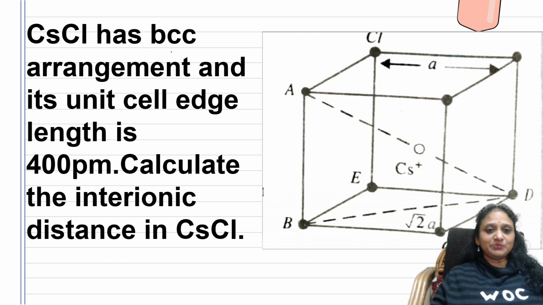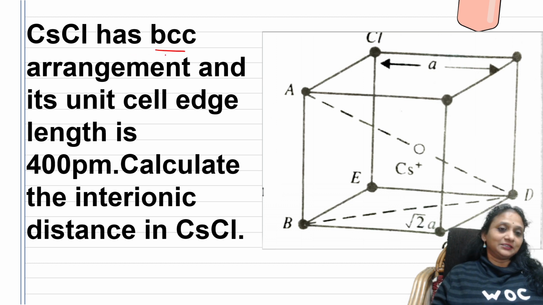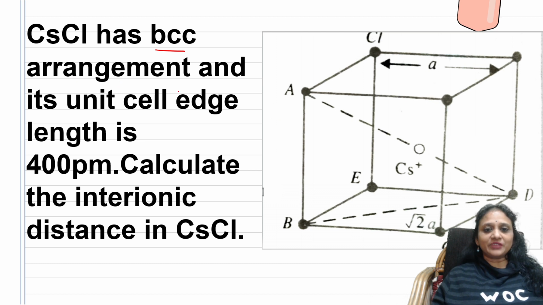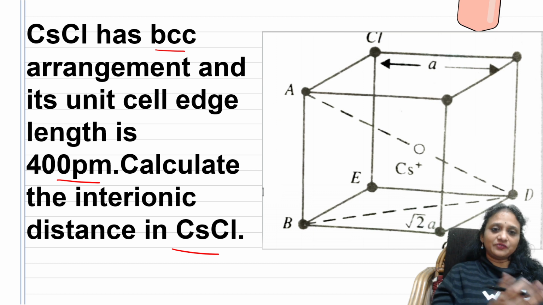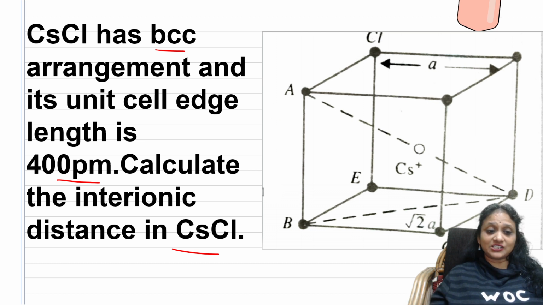Cesium chloride has a BCC arrangement. So body centered arrangement is the clue they have given us, and the unit cell edge length is 400 picometers. Calculate the inter-ionic distance in cesium chloride. In NCERT, in the solid state chapter, we know there are different questions like calculation of number of atoms, calculation of density, calculation of radius ratio. But this particular question is different: it is the calculation of inter-ionic distance. This is also easy. We will check how to do it.